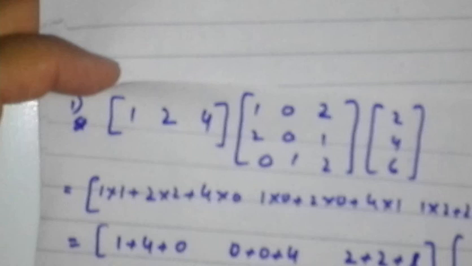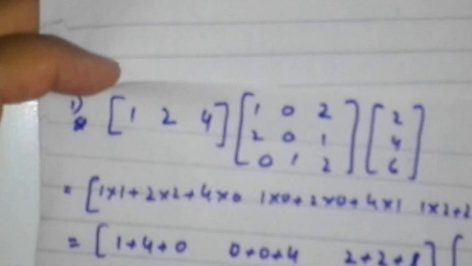Now multiply these two. First row with first column. 4 multiplied by 1 plus 1 multiplied by 2. First row with second column. 4 multiplied by 3 plus 1 multiplied by 4. First with third. 4 multiplied by 5, 1 multiplied by 6.